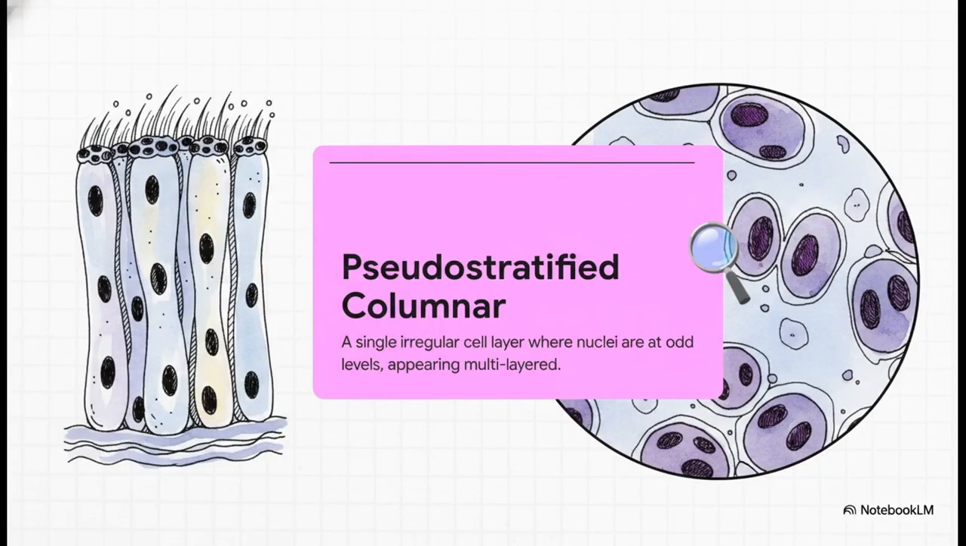Now, the notes introduce a great, kind of intimidating term here, pseudo-stratified columnar epithelium, which is just another name for this ciliated tissue. Let's break that mouthful down, though. Pseudo means false, and stratified means multi-layered. So it's falsely multi-layered. Because the tall columnar cells are irregularly shaped, their nuclei are scattered all over the place at odd levels. Under a microscope, it tricks you into thinking there are multiple layers of cells, but as the notes clarify, it is actually just one single irregular layer attached to the basement membrane.